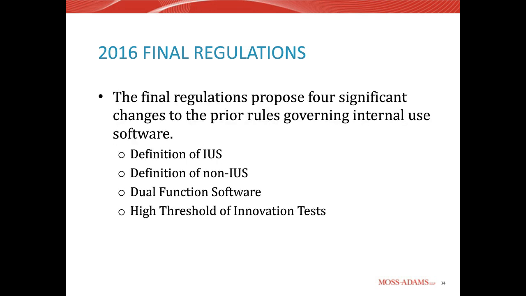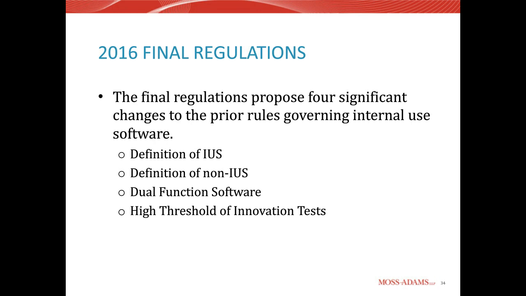So as far as the significant points and definitions that resulted from these regulations, these 4 bullet points you can see on this slide are really the main takeaways that you want to have for these new regs. One, they give the clear definition of what is actually internal use software and correspondingly what is not internal use software. We'll talk about those definitions in a second. They introduce the concept of dual function software. And then lastly, it provides a little bit more guidance on what we call the high threshold of innovation test.